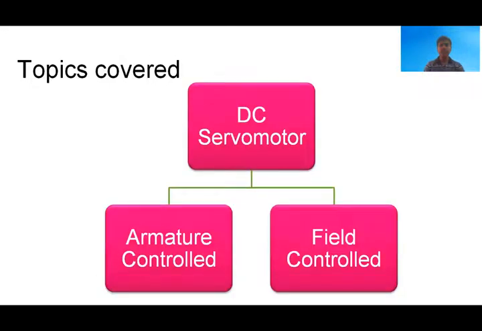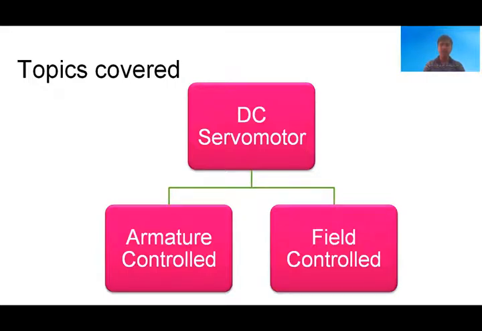In the previous video, we learned the mathematical modeling of DC servo motor to control the speed of the motor using armature control and field control. In armature control motor, the field voltage is kept constant and the speed and torque of the motor is directly proportional to the armature voltage. Whereas in the field control motor, the speed and torque of the motor is directly proportional to the field flux, due to the armature voltage kept constant.